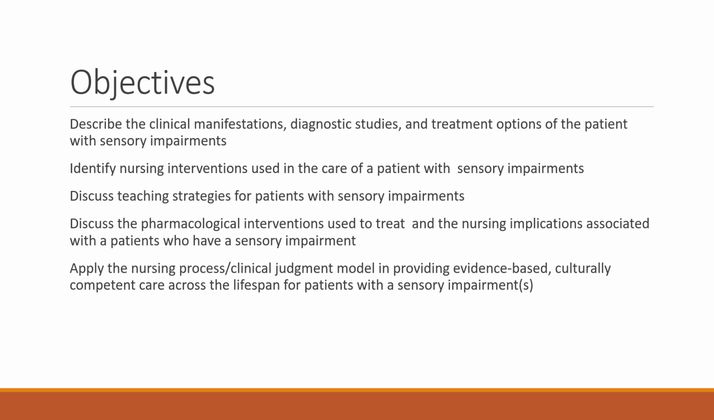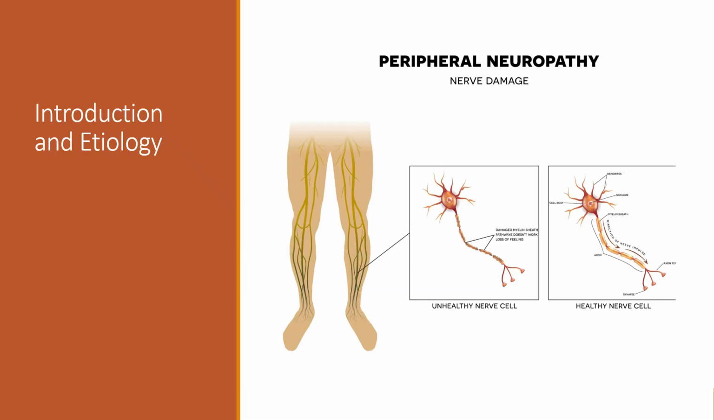Learning objectives are the same, so sensory impairment or perception. So we want to make sure that we're applying the nursing process and teaching strategies as well as nursing interventions. So talking first about introduction and etiology or patho of peripheral neuropathy.